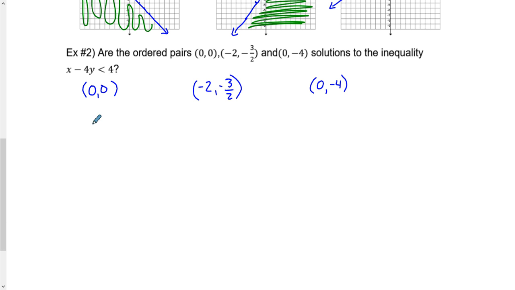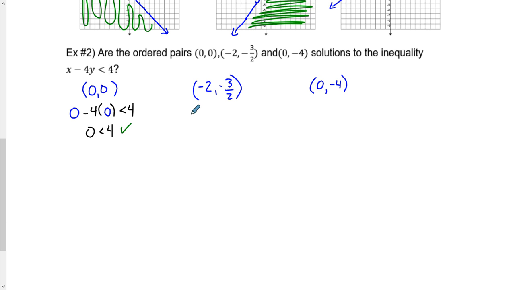So let's do it in reds. Oh no, we'd have 0, we'll use black, subtract 4 times 0 less than 4. So is 0 subtract 4 times 0 less than 4? Well, 4 times 0 is 0. 0 subtract 0 is 0. So yeah, that one's true.